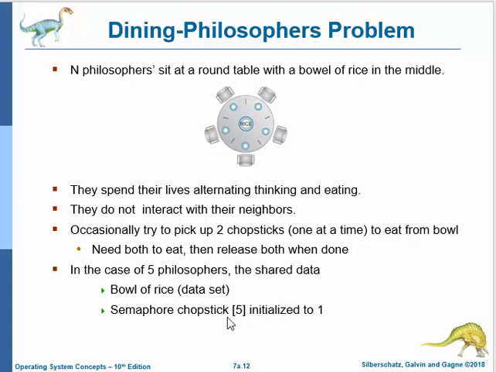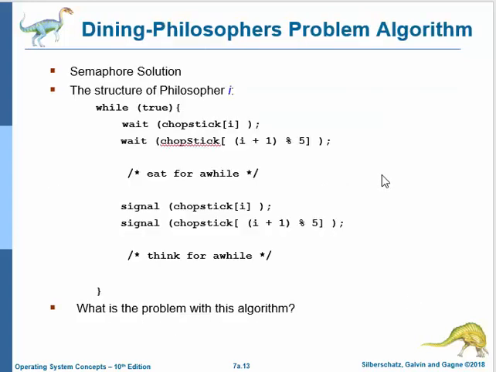The Dining-Philosophers problem is considered a classic synchronization problem, neither because of its practical importance nor because computer scientists dislike philosophers, but because it is an example of a large class of concurrency control problems. It is a simple representation of the need to allocate several resources among several processes in a deadlock-free and starvation-free manner. One simple solution is to represent each chopstick with a semaphore. A philosopher tries to grab a chopstick by executing a wait operation, as shown in this algorithm, and then she releases her chopsticks by executing the signal operation on the appropriate semaphores.